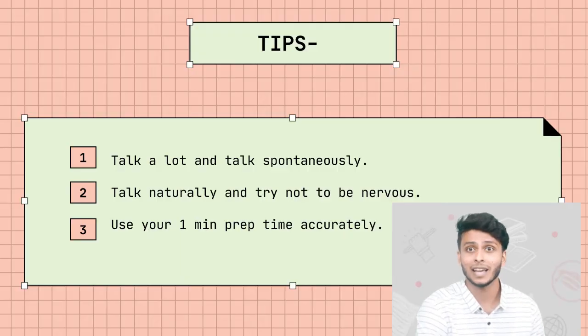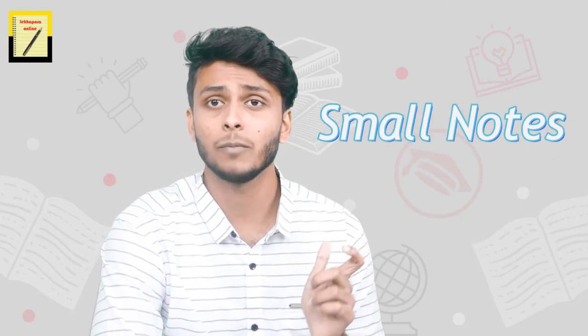Now tip number 3, use your 1 minute prep time accurately. Make small and simple notes on your prep time, but remember, do not try to memorize them. Do not try to memorize what you have written on the notes. Just write them for your brainstorming. Do not try to memorize it.